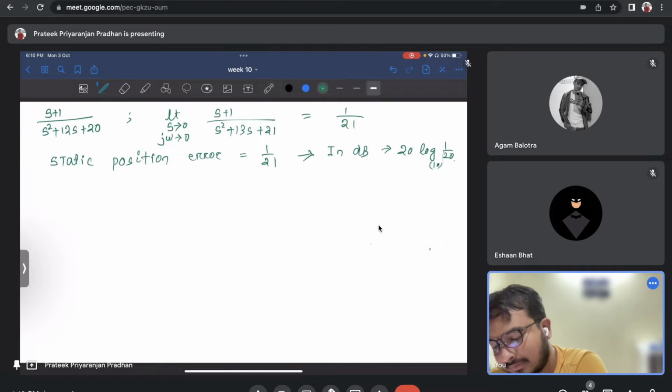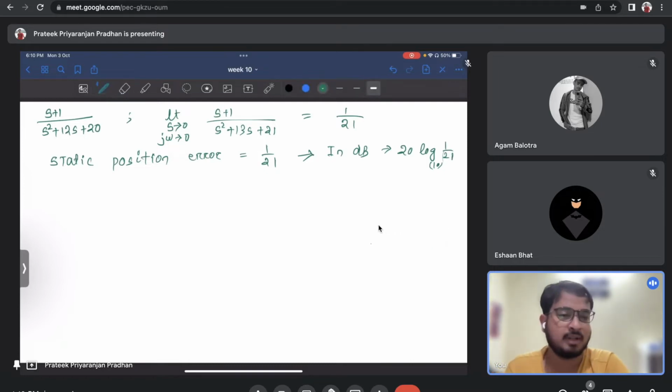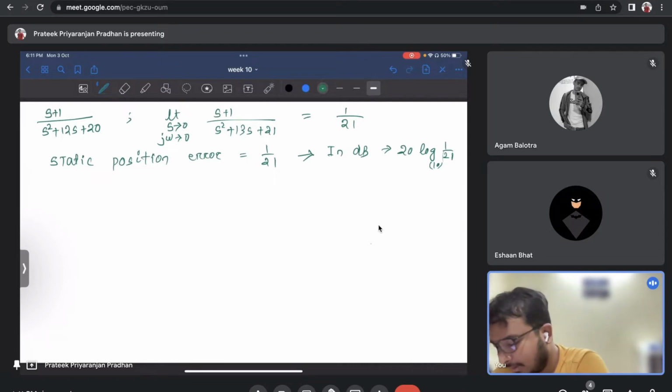If asked in dB scale, otherwise no need. In the assignment there will be options. Otherwise, in the exam, you can keep it like this also. Then the Bode plot.